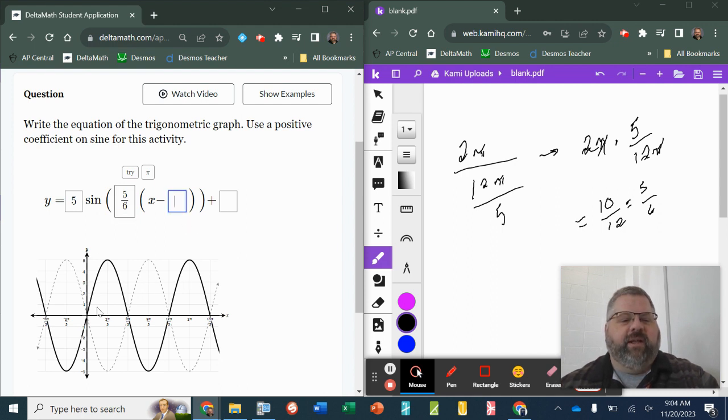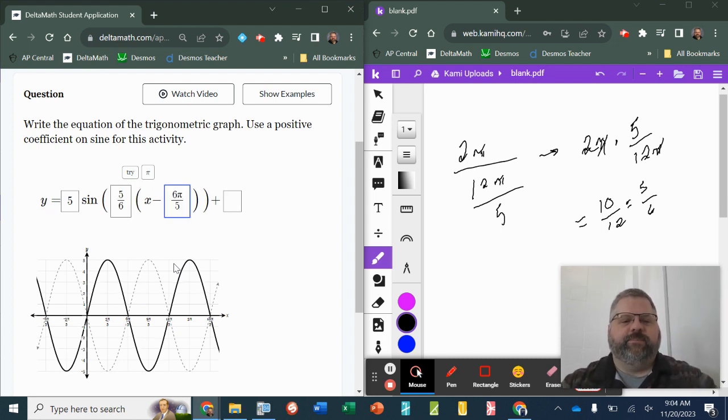For the phase shift, for instance with this point here, I could do it from 0, 0 or from the peak. Let's do it from 0, 0. That's usually the easiest place to see it from. I'm starting at 0, and it looks like it's taken this point and moved it over here. And that is 6 pi over 5. So that's what I'm going to try, 6 pi divided by 5.